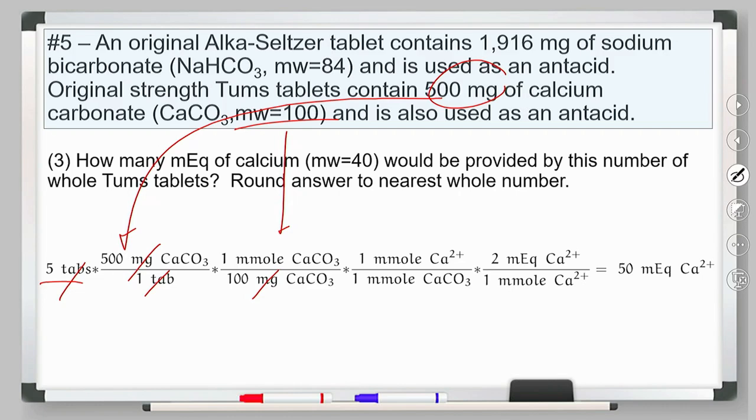I want to know calcium. The whole point of this parent molecule is to figure out how much calcium. It's still 1 to 1, so 1 calcium for every 1 calcium carbonate. That would turn me into calcium. But to figure out milliequivalents, I have to use the valence on calcium of 2. So you're going to get 2 milliequivalents for every molecule of calcium that you have. So when you do that math all the way across, you get 50 milliequivalents of calcium every time you chew 5 tablets.